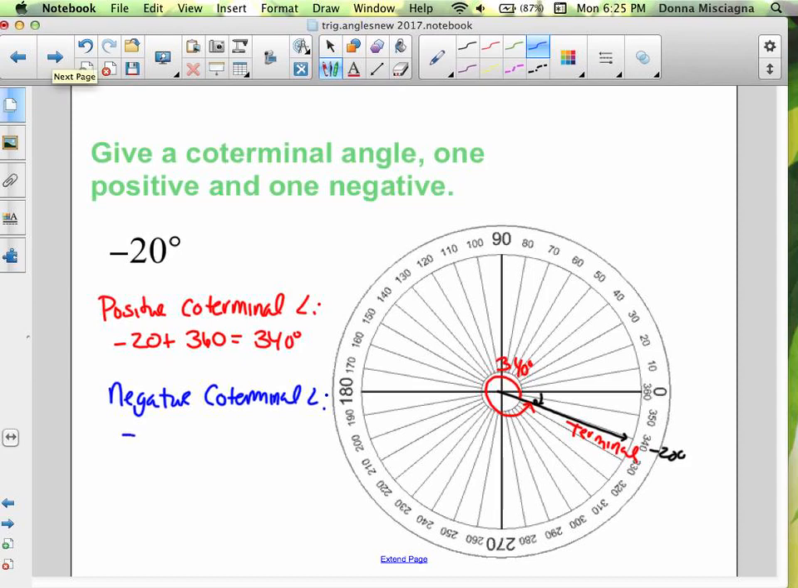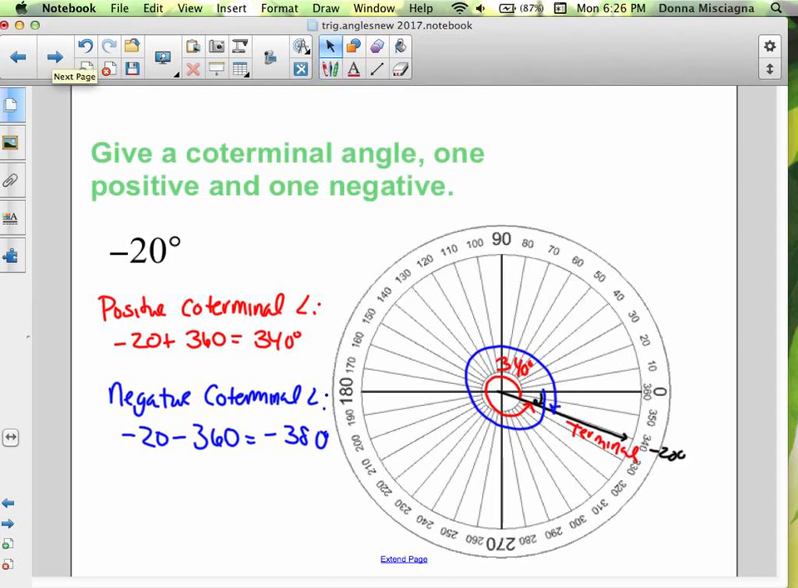And then the negative coterminal angle. We're going to subtract 360 from negative 20. That's going to give us negative 380 degrees. So this one is going in the negative direction, just like the original, but it's going to go a full circle around till it gets to the same location. And so three coterminal angles are negative 20, 340, and negative 380 degrees.